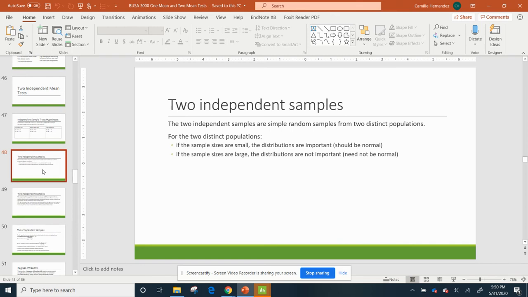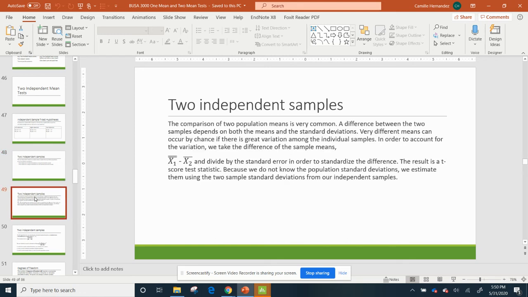Okay, two independent samples. For two distinct populations, if your sample sizes are small, the distributions are extremely important and they should be normal. If your sample sizes are large, the distributions aren't that important, so they don't need to be normal. For this class, we're going to assume they're all normal. If you took a different statistics class on non-parametric tests, we look at data that's not normal and how to handle that.